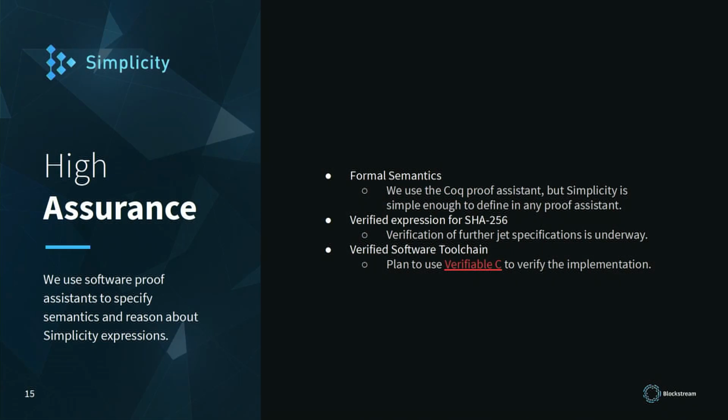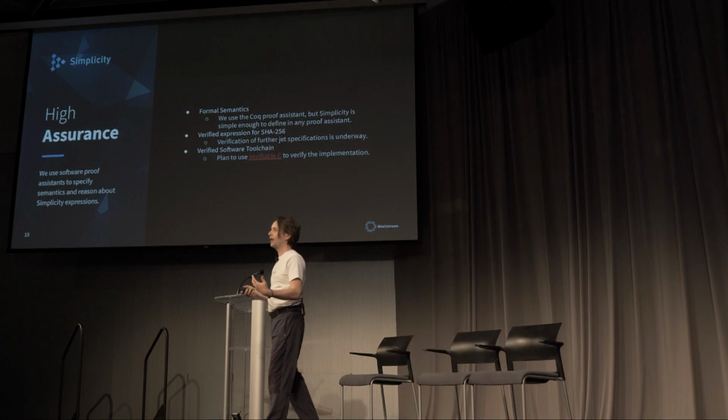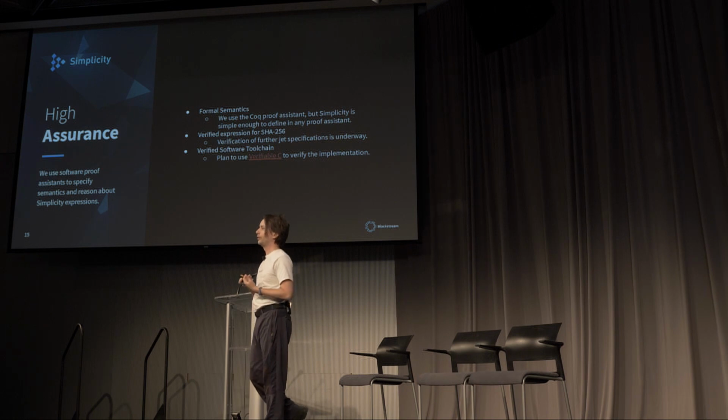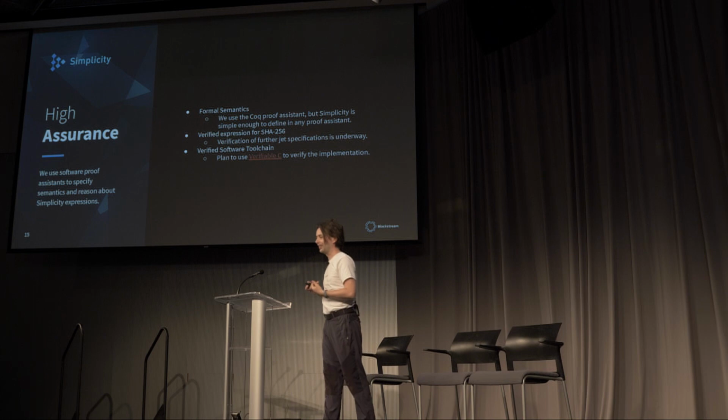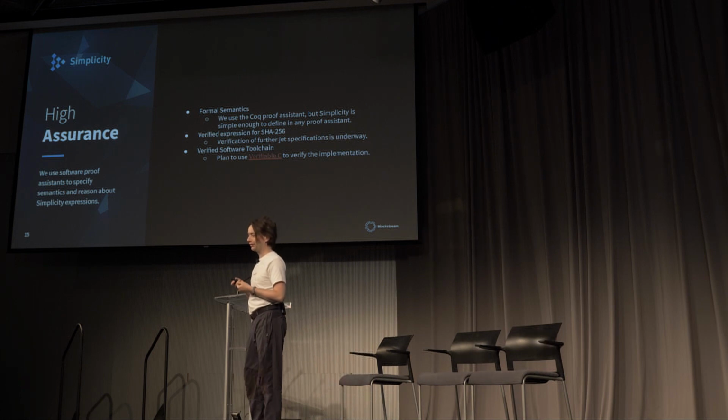So one of the goals here is high assurance. That's part of what we're talking about here today. We want to use software proof assistants to specify semantics and reason about Simplicity expressions, not only for jets, but also for the programs that people develop. Because if you're going to secure $100 million worth of value by one of these programs, maybe it's worth spending a few $100,000 or tens of thousands of dollars to verify it. It might be a good return on investment.